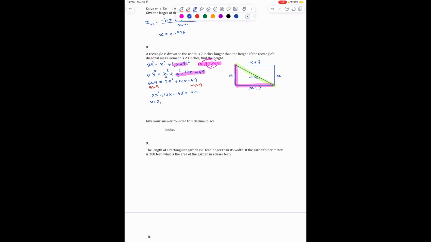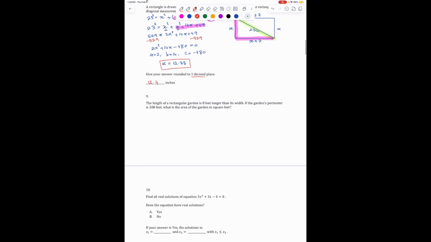Now I will be able to use the quadratic formula again. A is equal to 2, B is equal to 14, and C is equal to negative 480. And if you plug your numbers in, you will get a positive number and a negative number, and the positive number is going to be 12.38, and that should be the answer for this question. The other number is going to be negative, so you're going to ignore that. The answer here needs to be rounded to 1 decimal, so I'm going to say 12.4 inches.